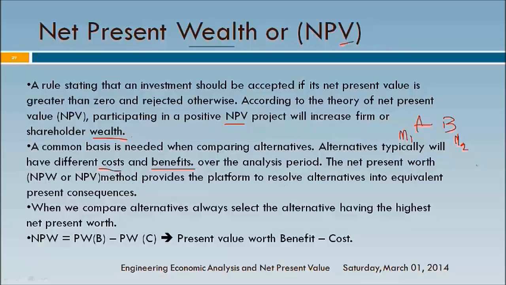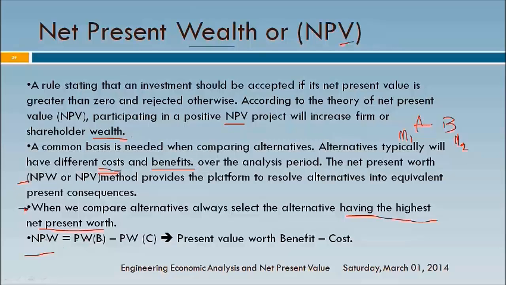So the net present value method provides the platform to resolve alternatives into equivalent present consequences. Now this is also important: when you're comparing alternatives, always select the alternative having the highest net present value. Let us read now the equation. Net present value equals present wealth benefit minus present wealth cost.